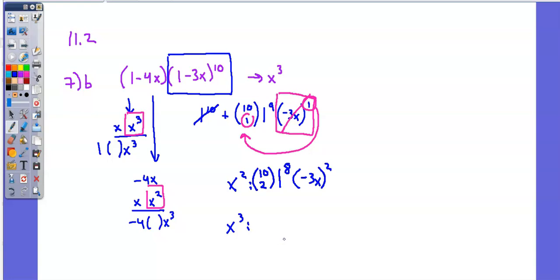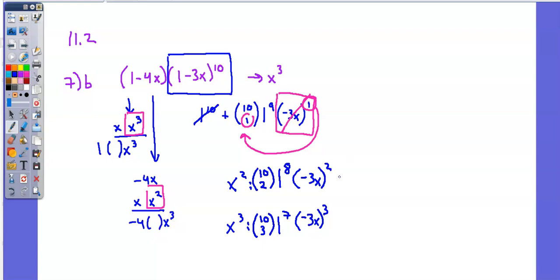And then similarly for x^3, I will find that when I have the second term, (-3x) exponentiated to 3. And what are the other parts of that term? The binomial coefficient will be 10 choose 3, matching that second exponent, and 1 to the power of 10 minus 3, which is 1^7.